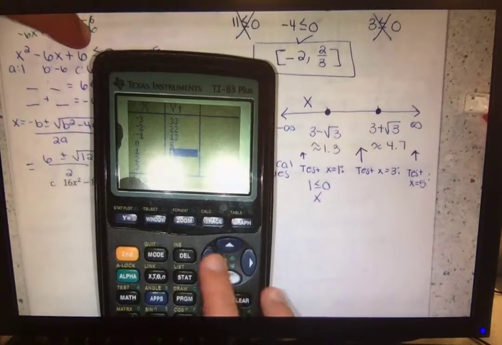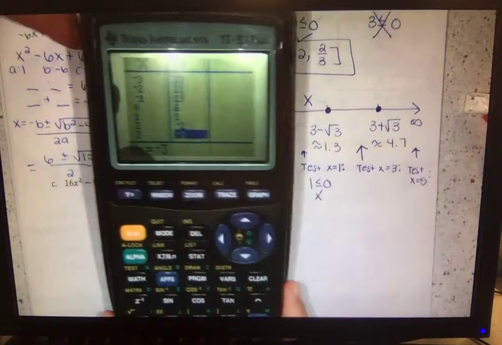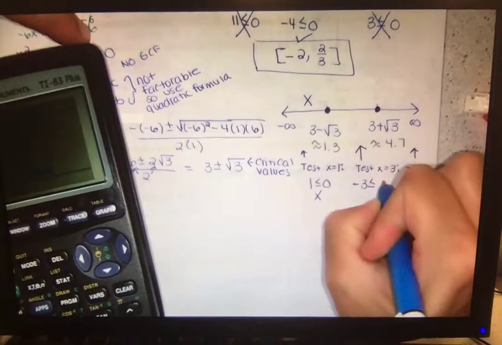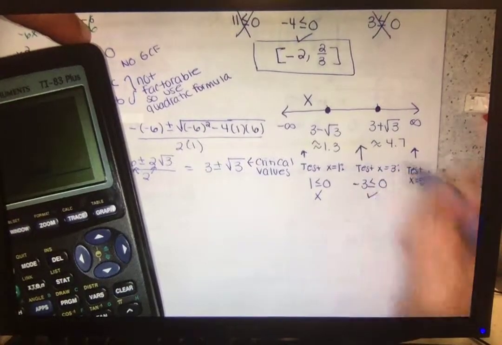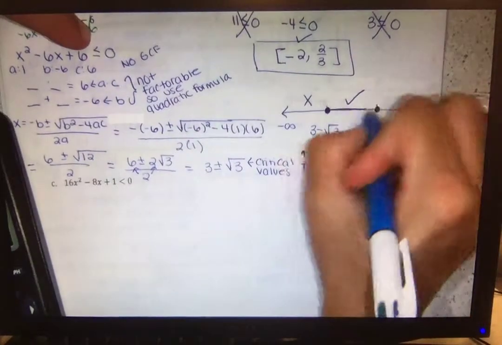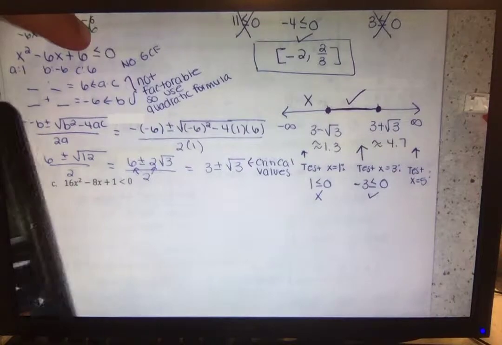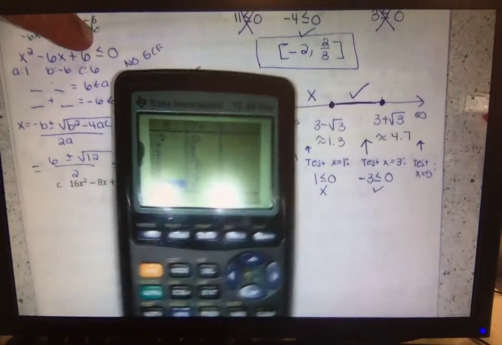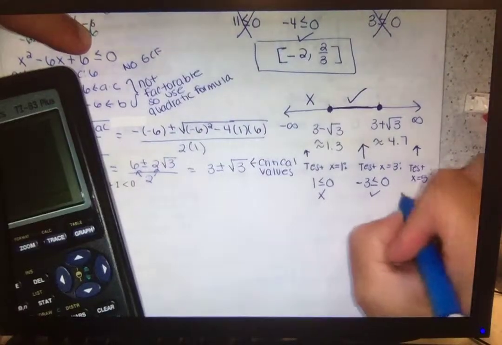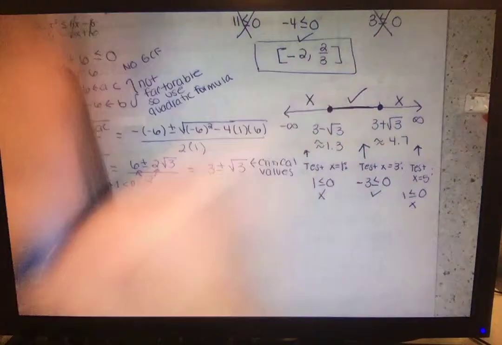Testing to see if 3 works. Plugging in x equals 3, we get out negative 3. So is negative 3 greater than or equal to 0? Yes. So that middle section does work. Last but not least, testing 5. Plugging in x equals 5, we get 1. No. So 1 is not less than or equal to 0, so that right section does not work.